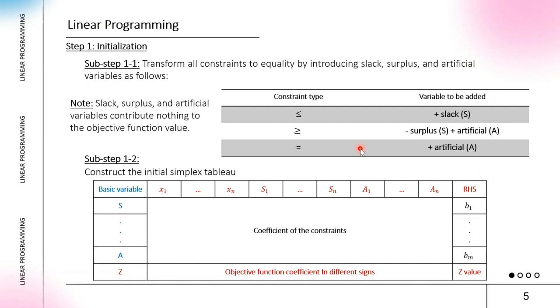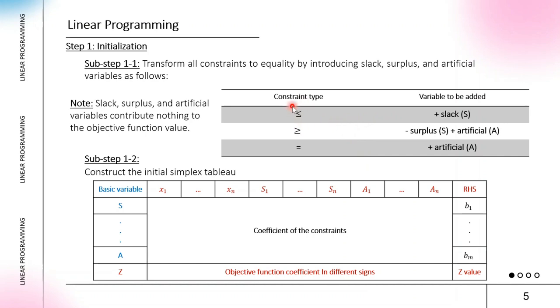Okay, let's start with step 1. This step consists of two different substeps. Substep 1.1: convert inequality constraints to equality constraints. In this substep, all constraints must be expressed as equality constraints. According to the table on the top right of the slide here, we have slack variables. A slack variable is used for constraints in the form of lower than or equal to something.